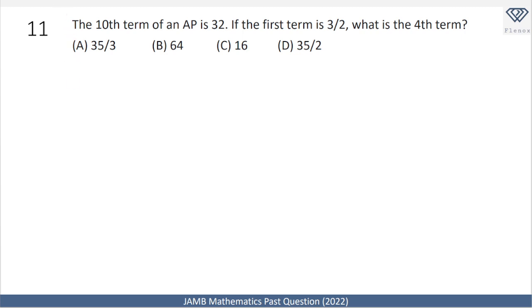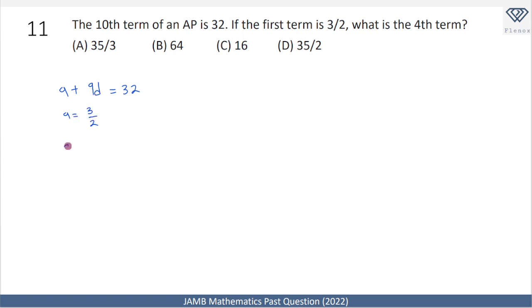We know that the 10th term can be written as A plus 9 times the common difference, 9D. And we're told that that is 32. Now we are also told that the first term A is 3/2. Now we are told to find the fourth term. So the first thing we can try to do is to figure out what the common difference is, and we can do this by substituting the value of A as 3/2 in this equation over here.